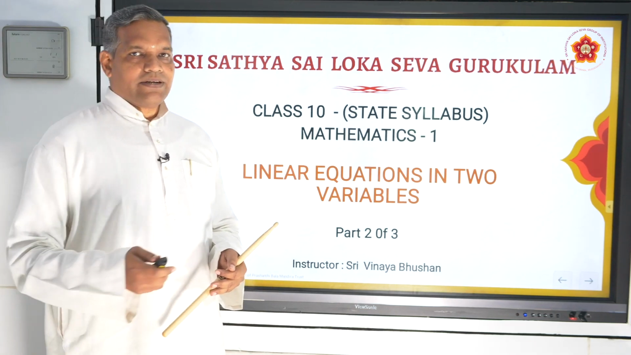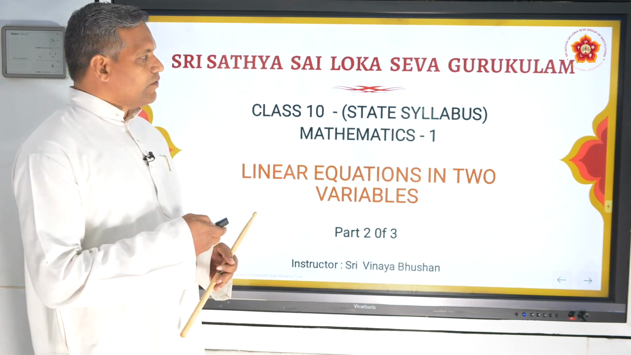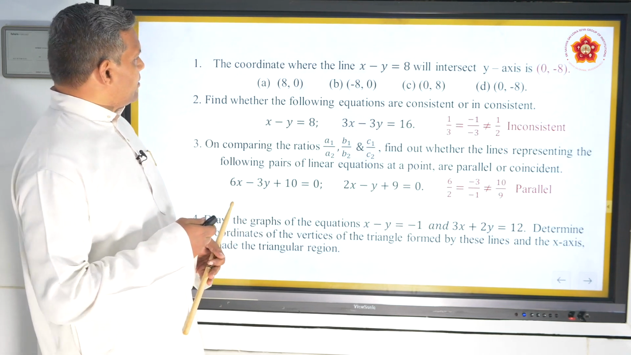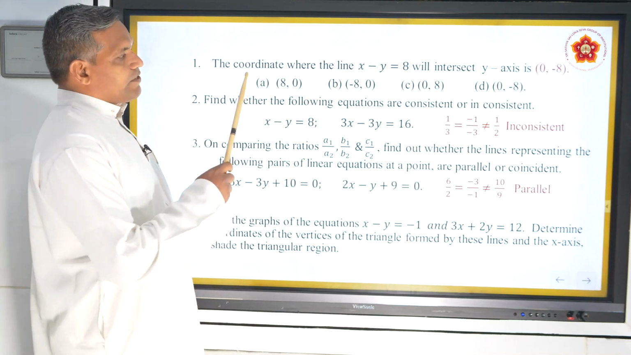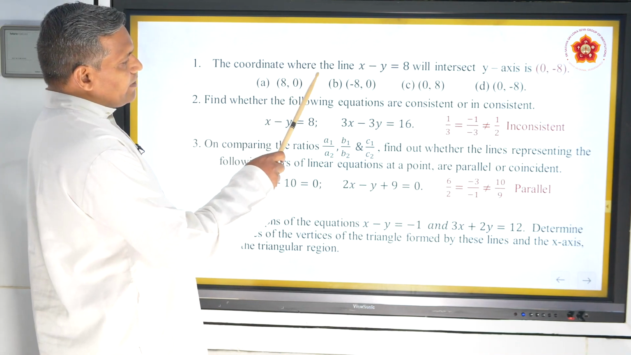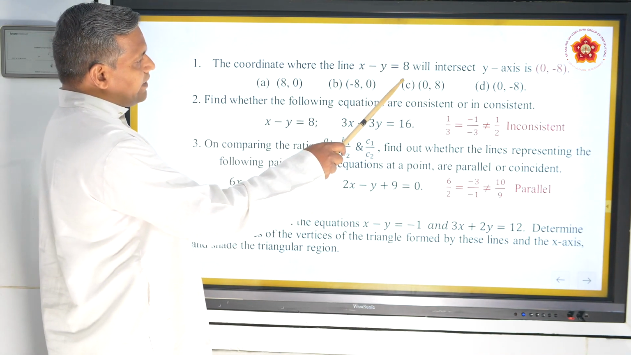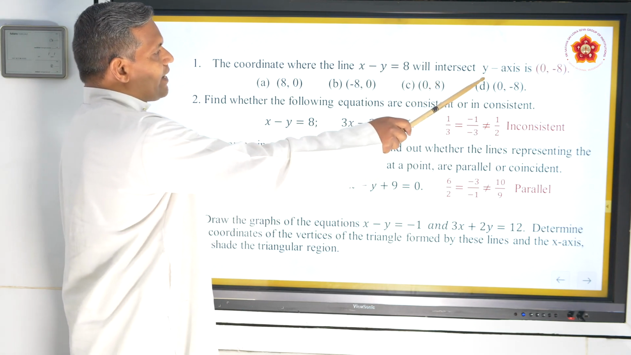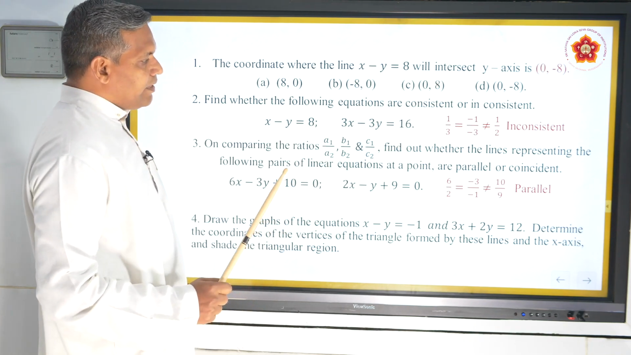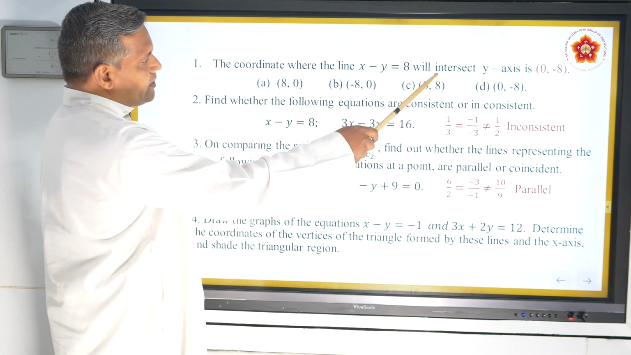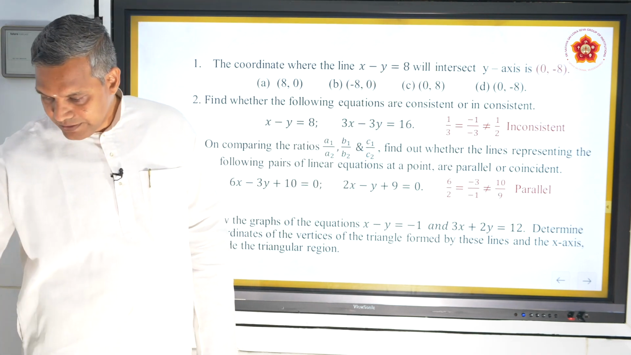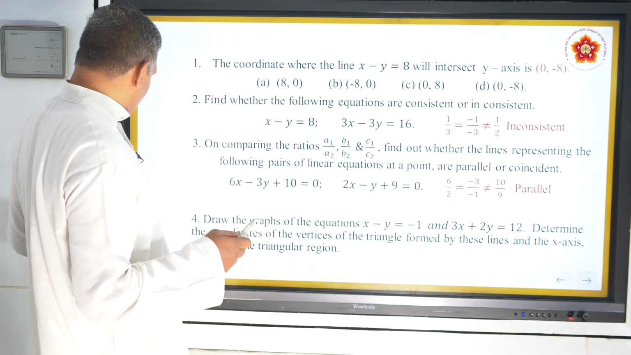Hope you remember in last class I have given some homework. Here are the solutions of last class homework. The first one was the coordinates where the line x minus y is equal to 8 will intersect the y axis. To understand that, if we transpose y to that side, let us take a pen and see how it goes.